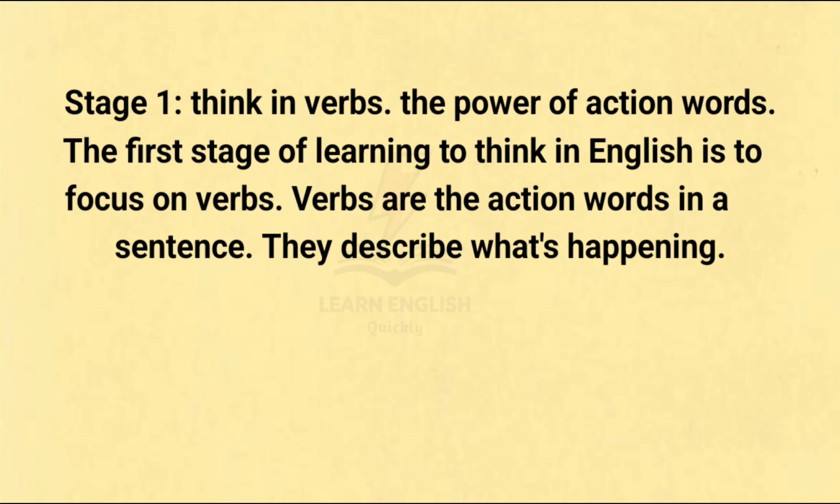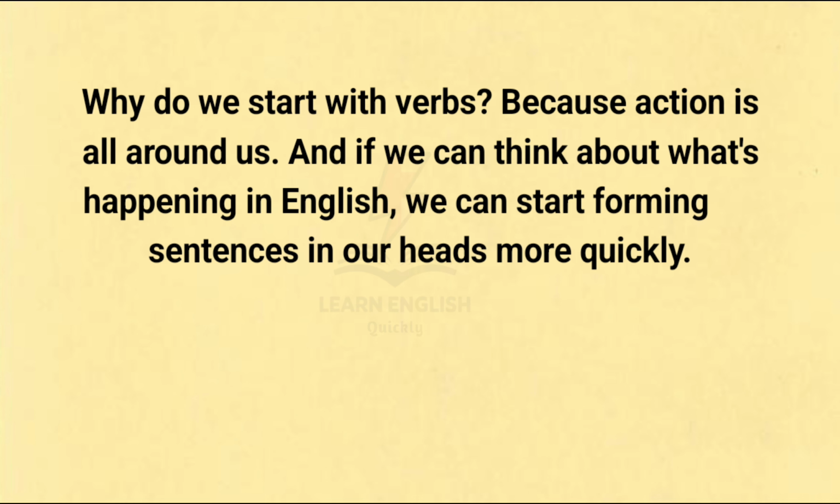Stage 1. Think in verbs, the power of action words. The first stage of learning to think in English is to focus on verbs. Verbs are the action words in a sentence. They describe what's happening. Why do we start with verbs? Because action is all around us. And if we can think about what's happening in English, we can start forming sentences in our heads more quickly.